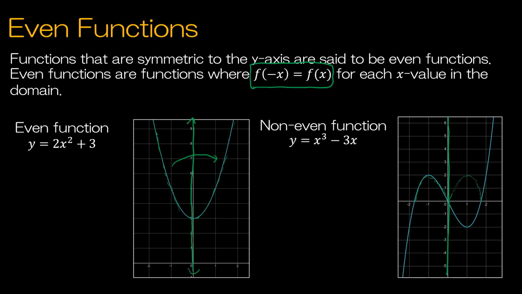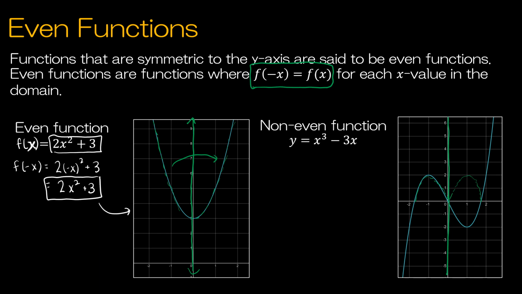But let's talk about how to do this the mathy way. To do this, remember that y equals is the same as f of x. So we're going to think of it as f of x, and we're going to find f of negative x. So f of negative x would be 2 times negative x squared plus 3, and then we would simplify. Negative x squared would be negative x times negative x, which is positive x squared, which gives me 2x squared plus 3. So f of x is 2x squared plus 3, and f of negative x is 2x squared plus 3, indicating it is an even function.